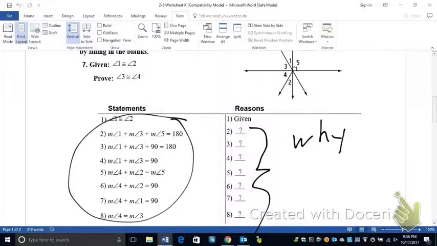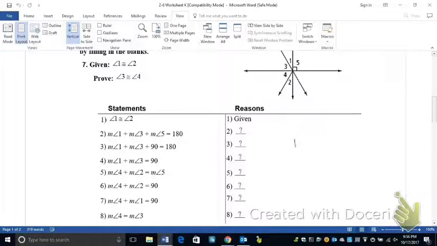So let's break this down. We have angle 1 is congruent to angle 2, and that's a given. So now we need to look at step 2. We need to look at angle 1 plus angle 2 plus angle 3. That's not at all what it says. It says the measure of angle 1 plus the measure of angle 3 plus the measure of angle 5 equals 180 degrees.